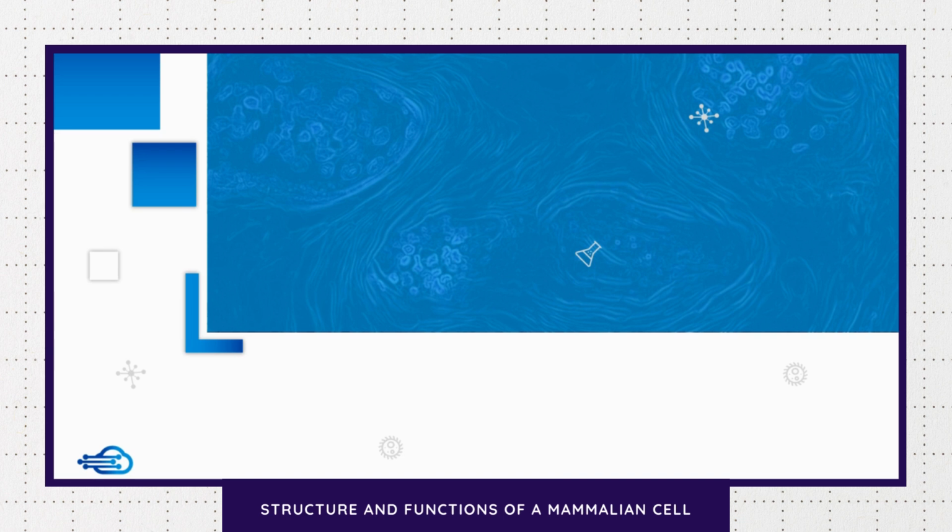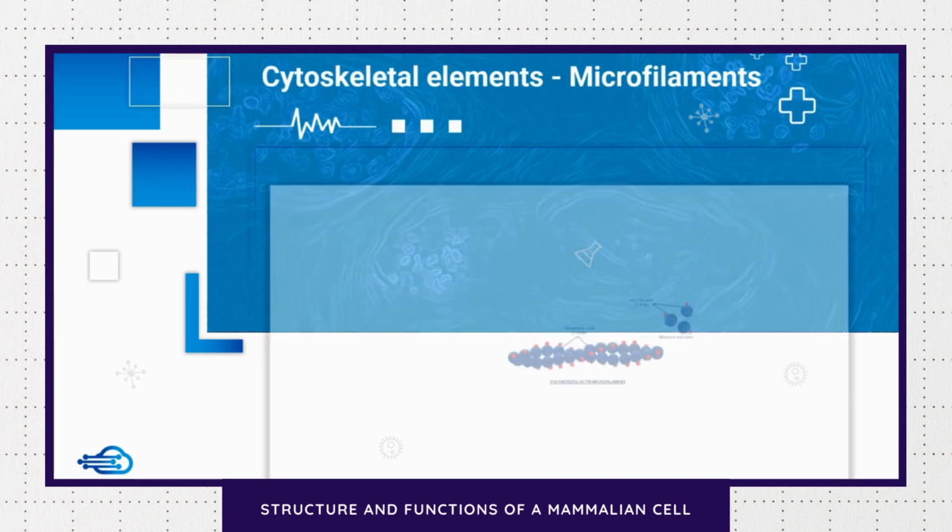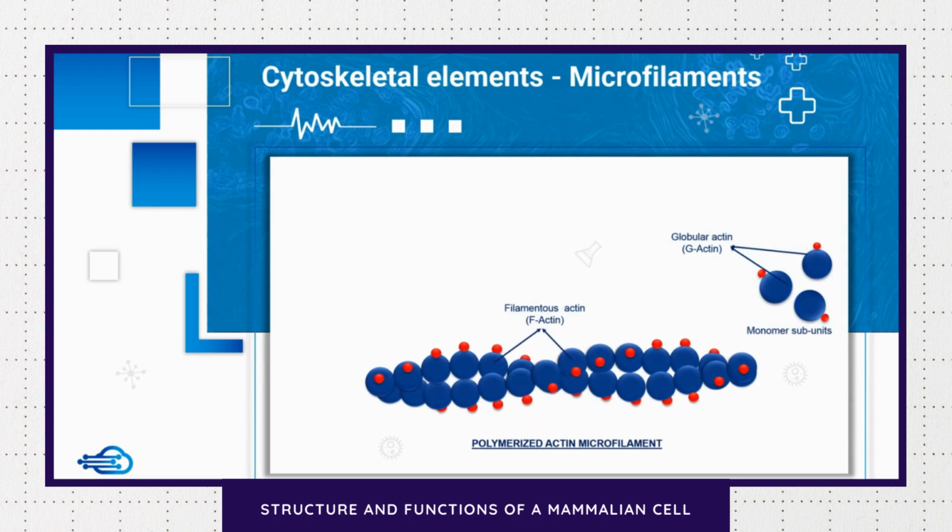Okay, let's move on to the next cytoskeleton element, that is the microfilaments. Microfilaments, just like the microtubules, also consist of subunits. So, these are monomer subunits. In microtubules, we saw dimer subunits. So, these monomer subunits are globular actin or G-actin, which interact with each other and form the filamentous actin, that is the F-actin. Now, this filament, just like that of the microtubules, also can form at one end and there can be dissolution at the other end.